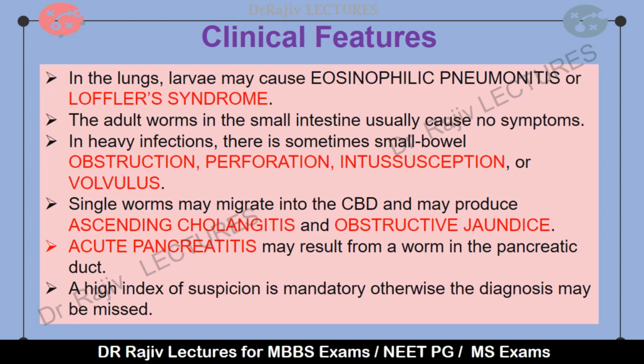A high index of suspicion is mandatory, otherwise the diagnosis may be missed. If a person from a tropical country or one who has recently traveled to an endemic area presents with pulmonary, gastrointestinal, hepatobiliary, or pancreatic symptoms, ascariasis should be suspected as a possible diagnosis.